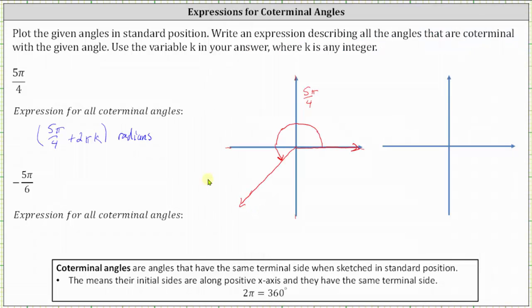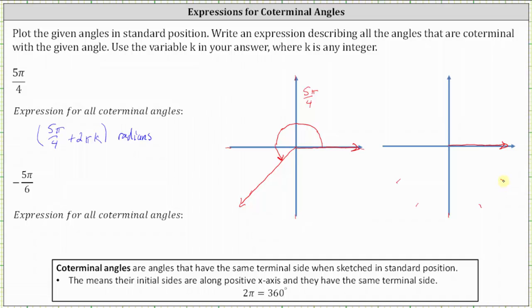For the second example, we have negative 5 pi divided by 6 radians, or negative 5/6 pi radians. The initial side is along the positive x-axis. Because the angle is negative 5/6 pi radians, we need to rotate clockwise 5/6 pi radians. Half a rotation clockwise is negative pi radians. So if we divide half a rotation into 6 equal parts, each part represents negative 1/6 pi radians. So we'll cut this in half, and then each half into 3 equal parts.